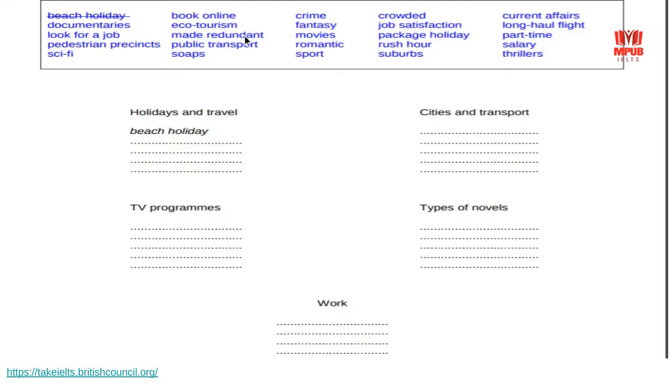Then we've got made redundant. At the moment in the world, with COVID and job problems and the world's economy as it is, many people are made redundant. And this is when your company says, we don't have a job for you anymore. We need you to leave. However, we will pay your salary for 6 months or 3 months or sometimes 1 month. So it means you don't have a job anymore. Okay.